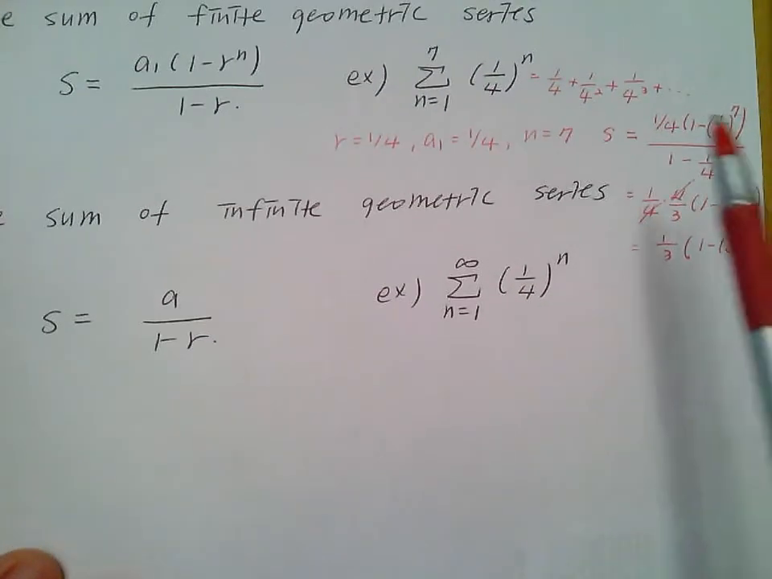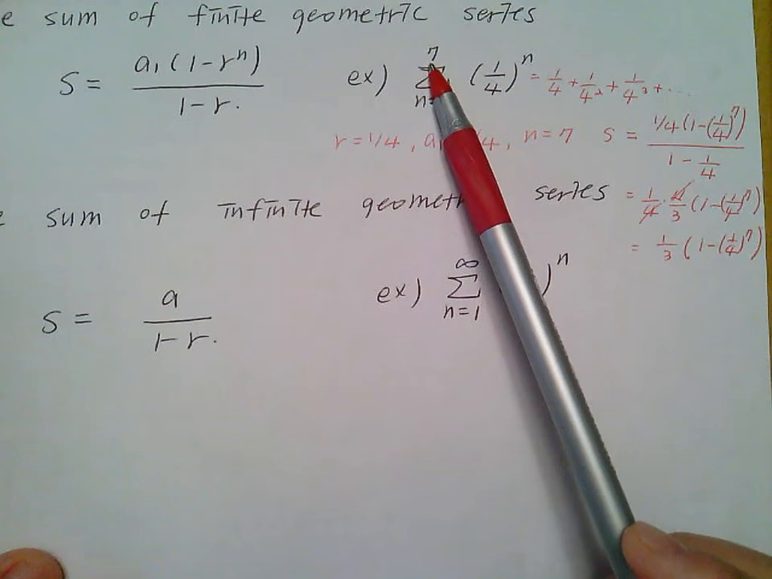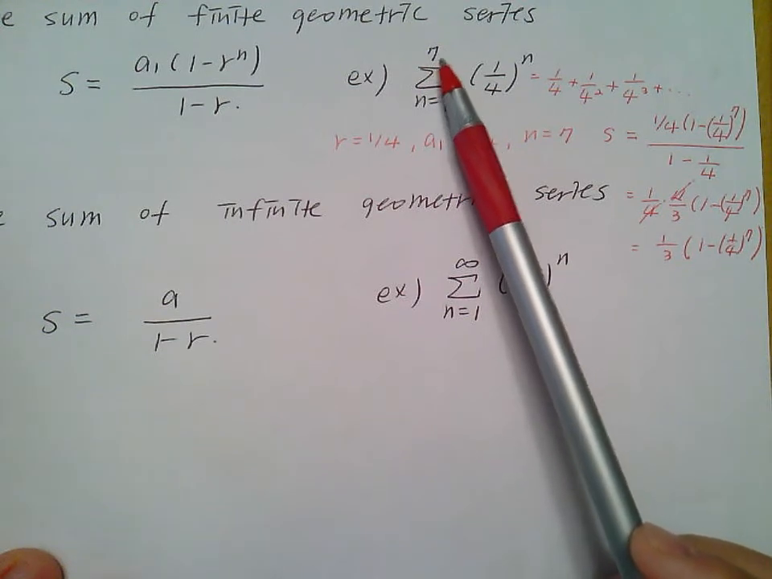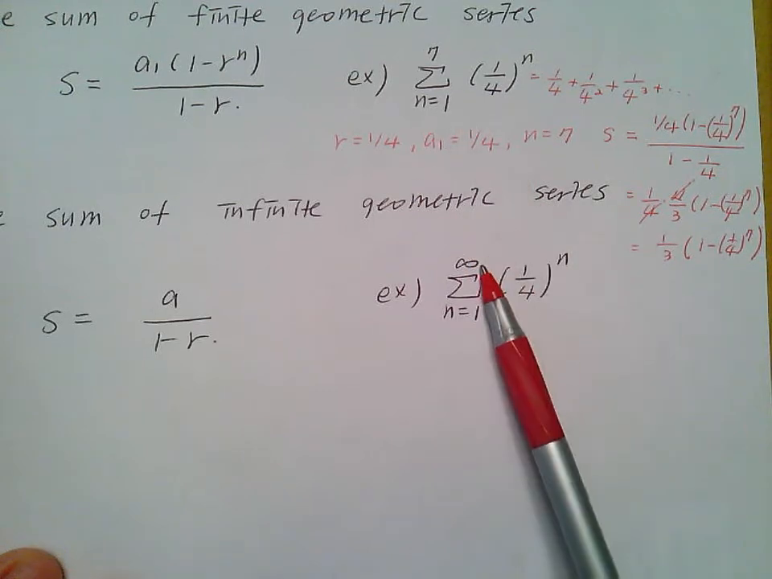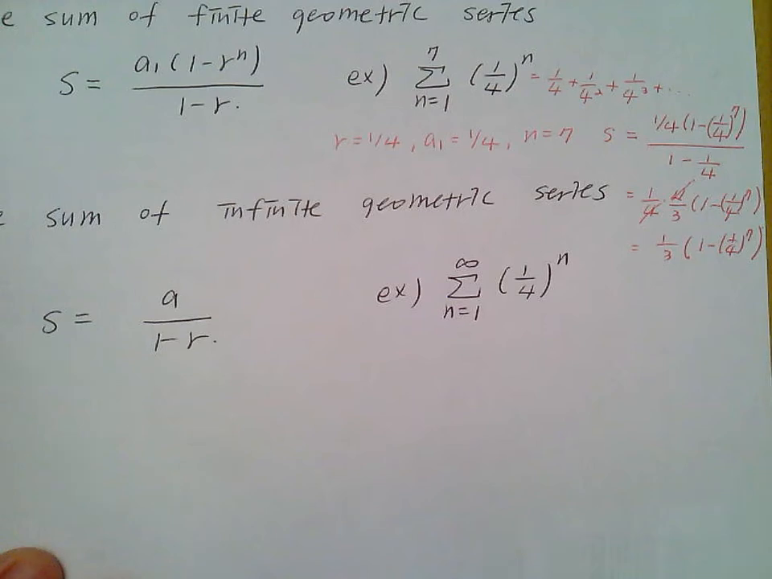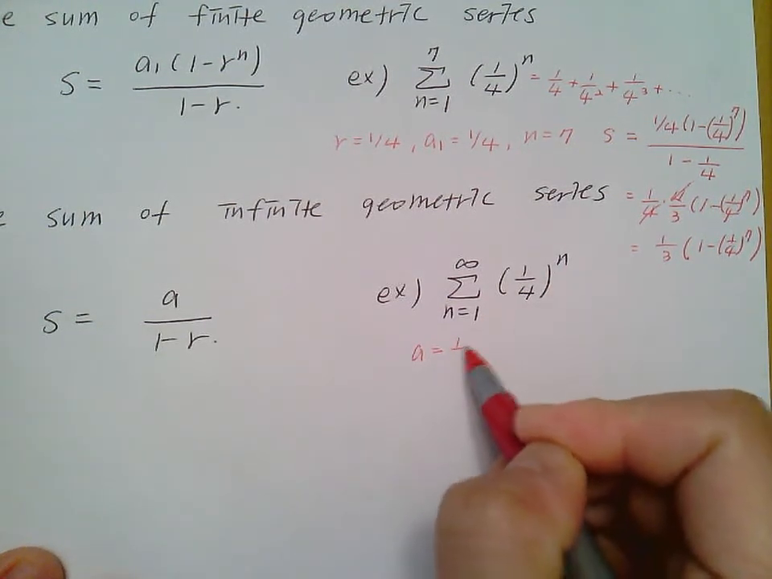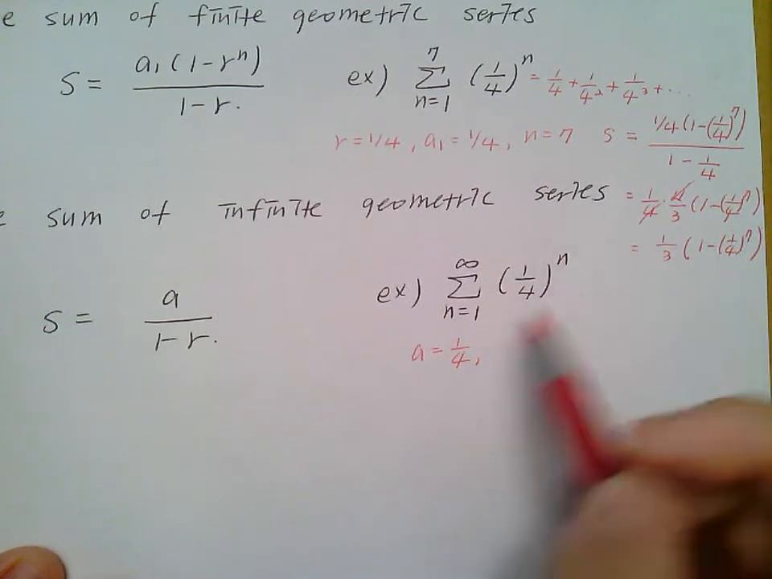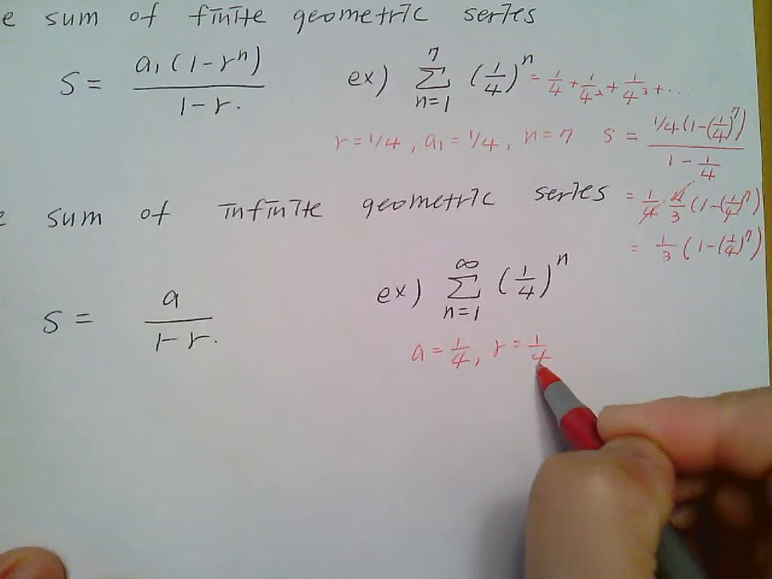So if you see the difference between these two, we had a 7, which is the upper bound, so we had to find the summation up to the 7th term. Now instead of a number, we are given infinity, which means this series keeps going on and on and on, right? So in that case, we need a first term. If you plug in 1, the first term is 1 over 4. And for the common ratio, we know this is 1 over 4.